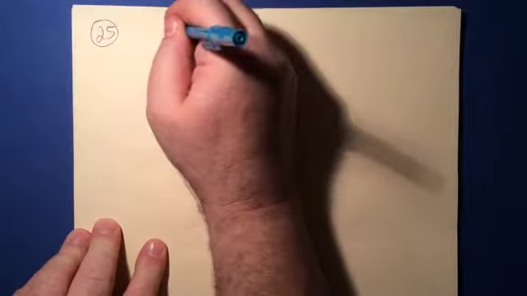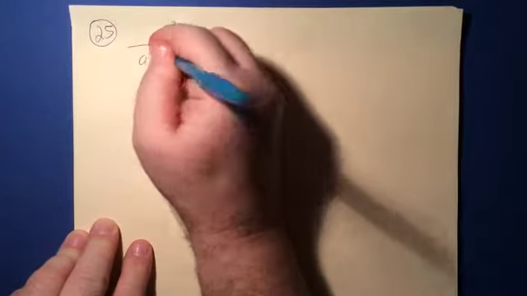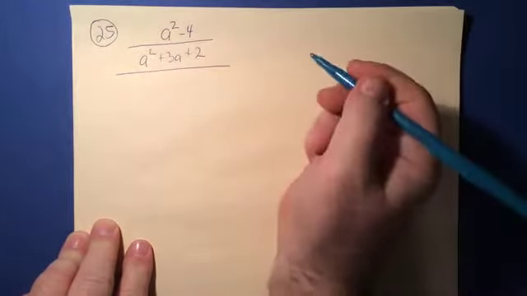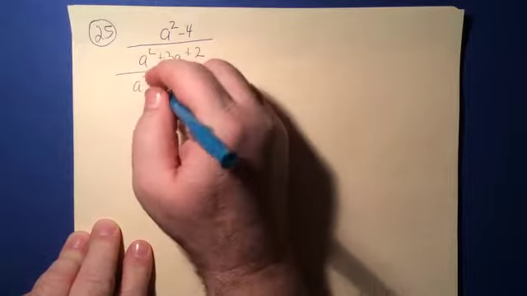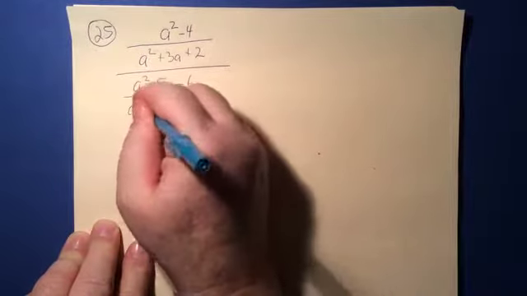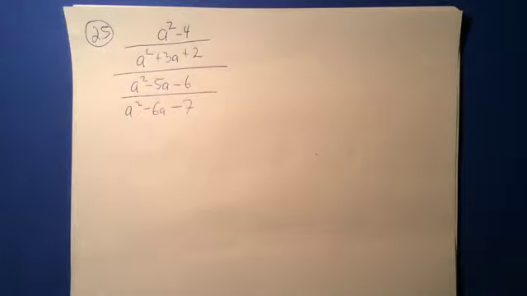And it's going to be the quantity of a squared minus 4 over a to the second plus 3a plus 2, divided by a to the second minus 5a minus 6 over a to the second minus 6a minus 7. So, one technique that we haven't explored yet with a question like this is, can we do anything to start with to simplify this problem so we're not going to have to do so much work with finding a common denominator? And fortunately, the answer to this is yes.